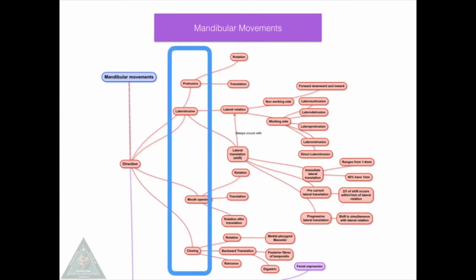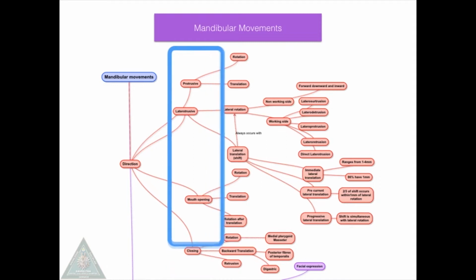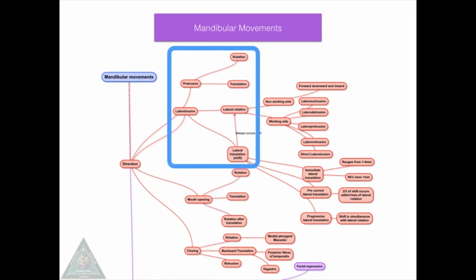Based on the direction of movement, mandibular movements can be classified as protrusion, lateral protrusion, mouth opening and mouth closing. Protrusive movements can be further classified into rotation and translation, and lateral protrusive movements can also be classified into lateral rotation and lateral translation.